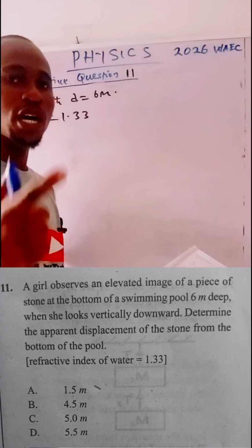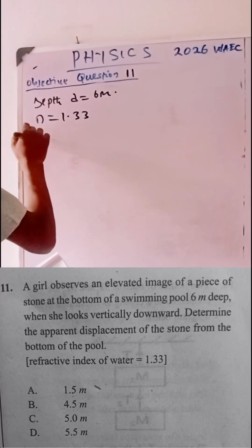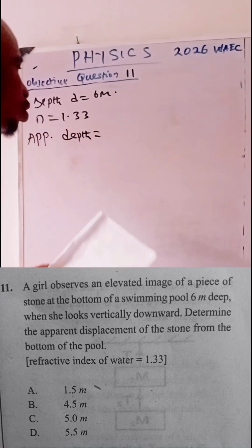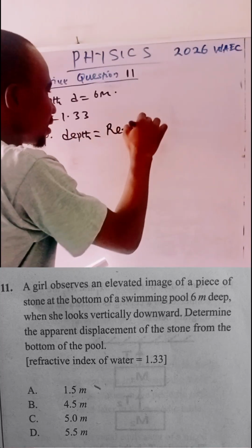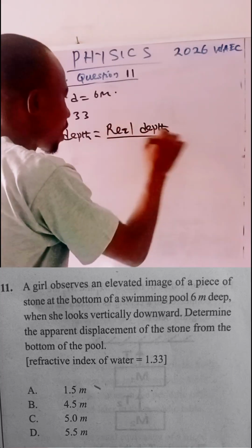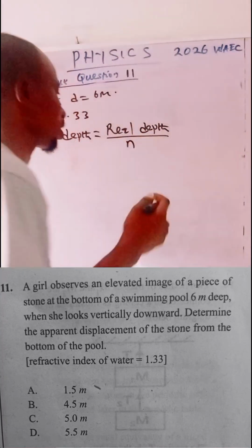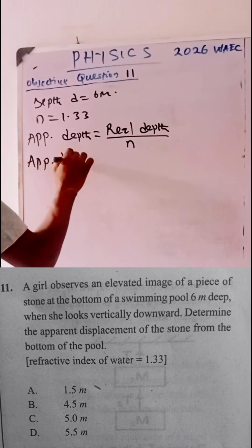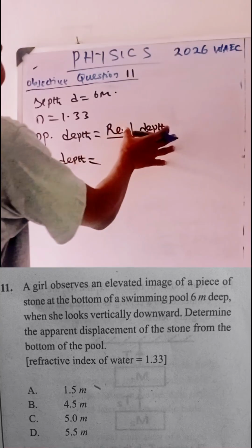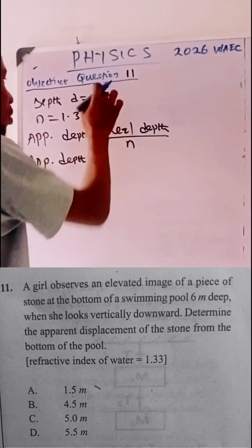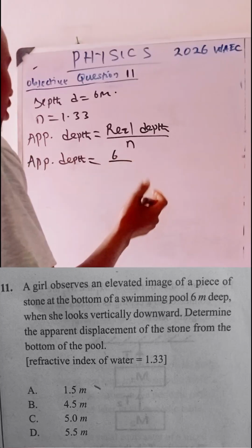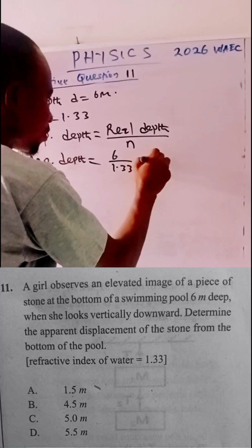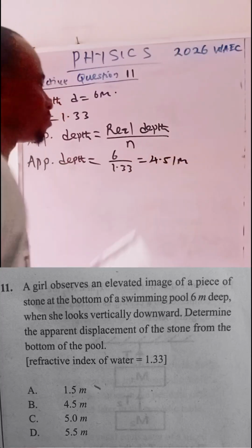Okay, now recall that apparent depth, let me use this, apparent depth is equal to what? Real depth over the refractive index, which is what? N. Okay, now I'm going to have my apparent depth is equal to what? My real depth, which is the depth of the swimming pool, 6, divided by the refractive index of water, 1.33. Okay, it's going to give me 4.51 meters.